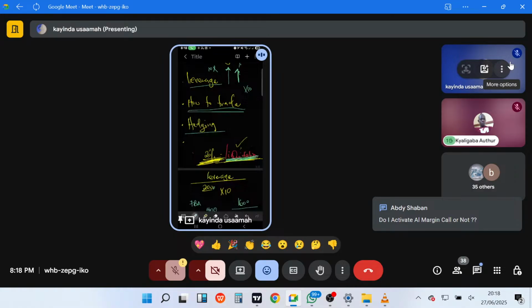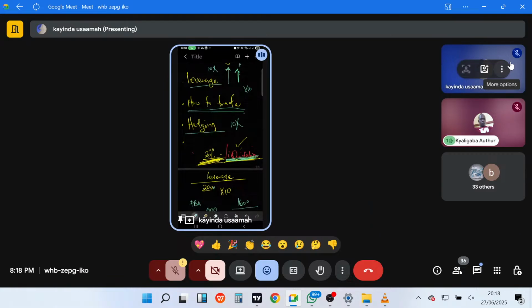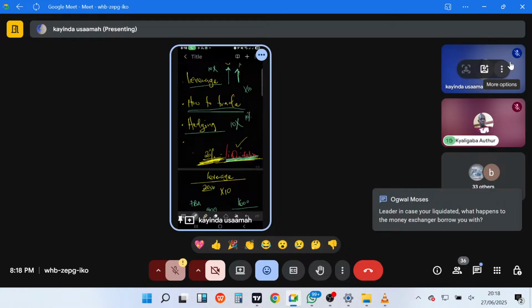Shaban is asking, do I activate AI margin call? Activate AI margin call when you have no leverage. If you have leverage, please don't. When you have leverage, you have a liquidation level. Let me give you an example. If you're trading at 10x, your liquidation is just 10%.